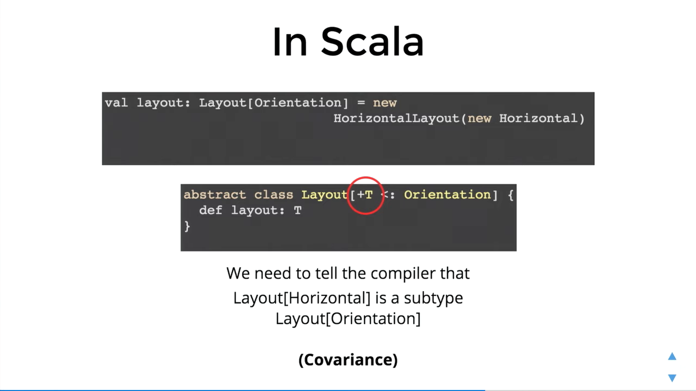So would you say that the outer type, the container, matches the hierarchy of the contained type? Yeah. It follows the same relationship. The same way that horizontal is a child of orientation, layout horizontal is going to be a child of layout orientation. We are following the same idea for both the box and the inner elements.